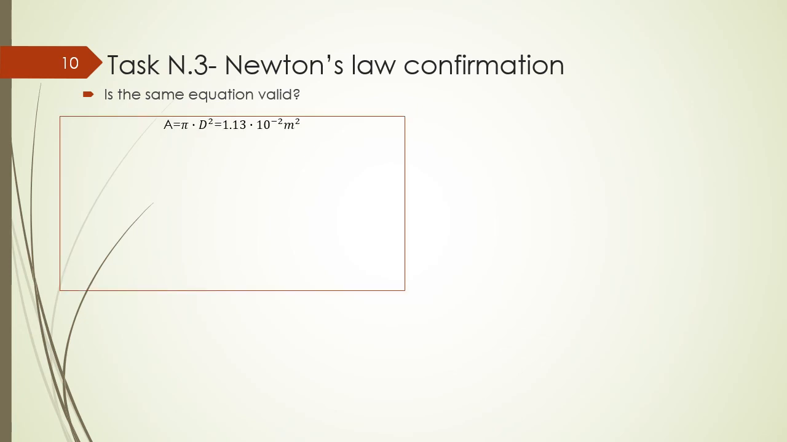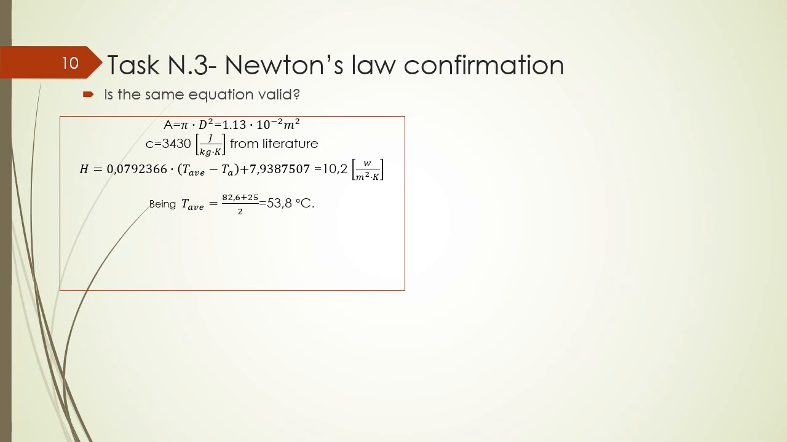We can calculate the formula because we have all the parameters. We get the area, we get the C from the literature, 3430 joule per kilogram per Kelvin. The H, the heat convection and radiation factor, we can calculate with the same formula, the average temperature being 53.8 degrees, and the beta is therefore given, and with the beta known, the T function is as written here below.